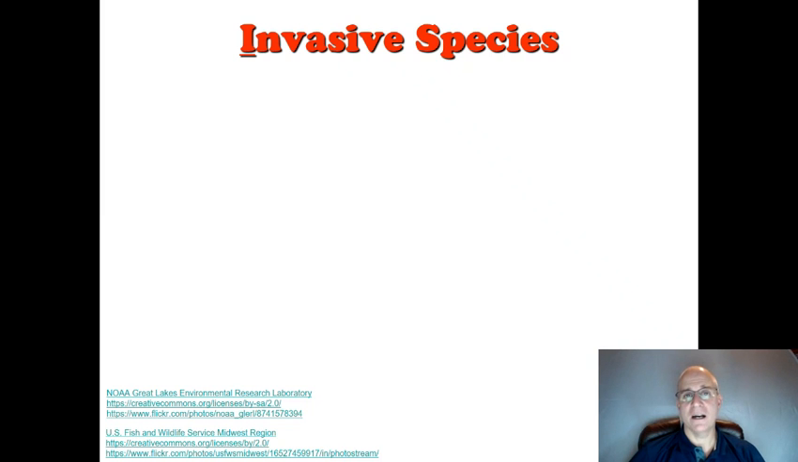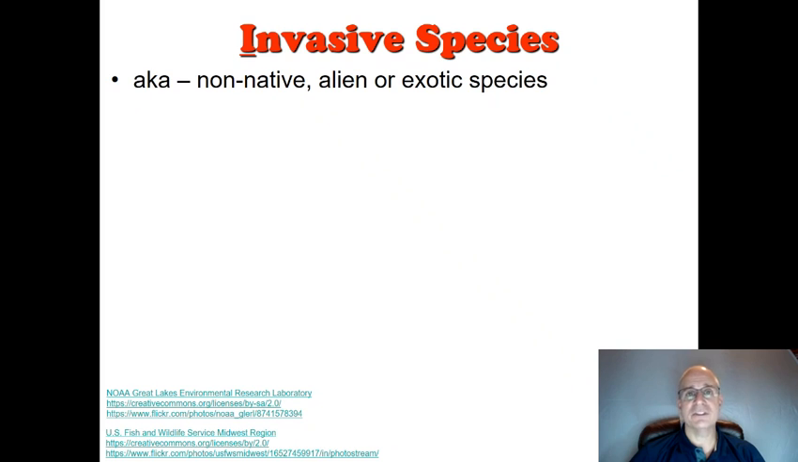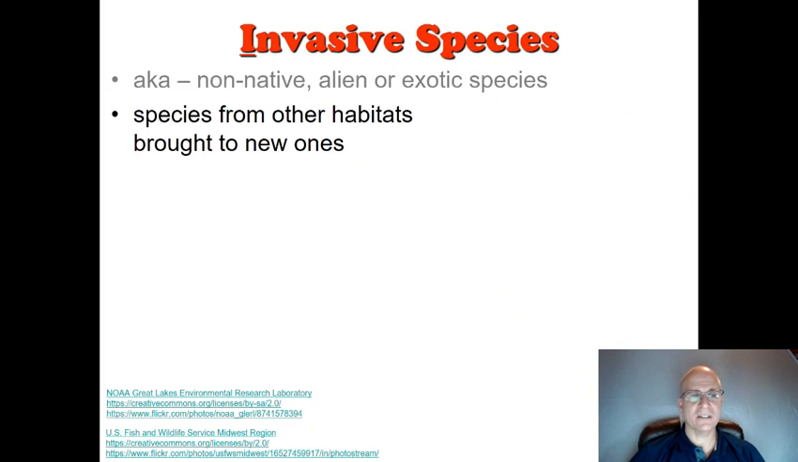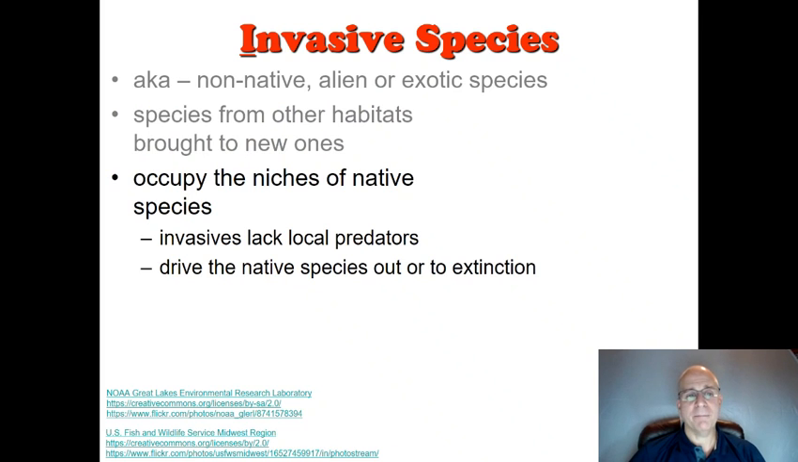All right, the next cause of human-caused extinction is the I in SHIPO, which is invasive species. Sometimes they're called non-natives, sometimes aliens, sometimes exotics. But these are species that are brought from other habitats to new ones, and they occupy the niches of native species. In many cases, the local predators haven't evolved to keep these invasive species down. And the invasives, in some cases, can actually drive native species to extinction. And we talked about this with the brown tree snake and the birds in Guam.